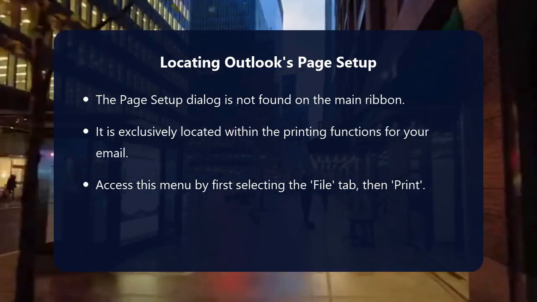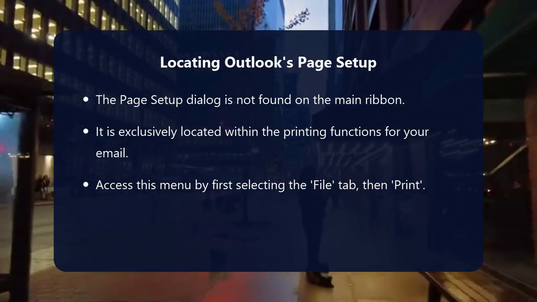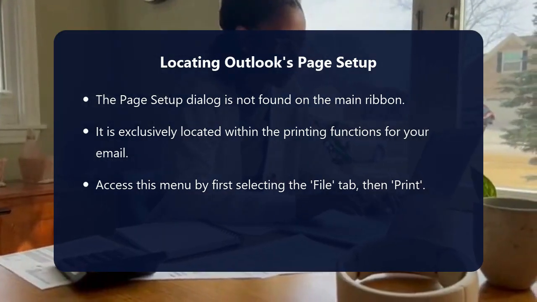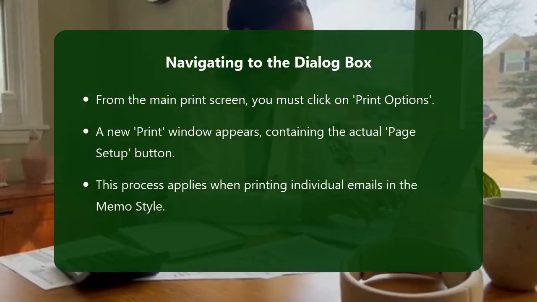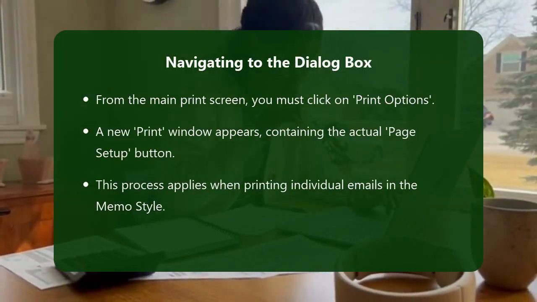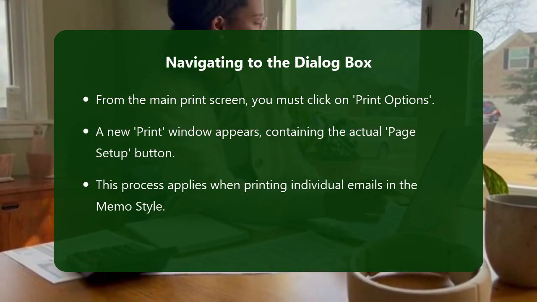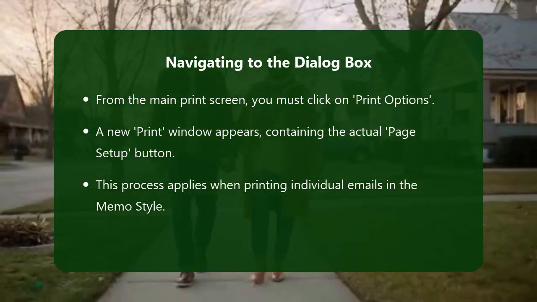To access it, you must first open the specific email message you intend to print. Once the email is open in its own window or selected in the reading pane, navigate to the File tab in the upper left corner of the application. From the File menu, select Print from the left-hand column. This will bring you to the main print interface, where you'll see a preview of your email on the right and a list of printers and settings on the left.